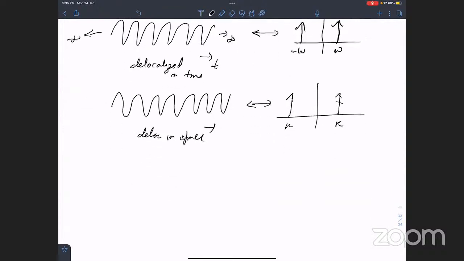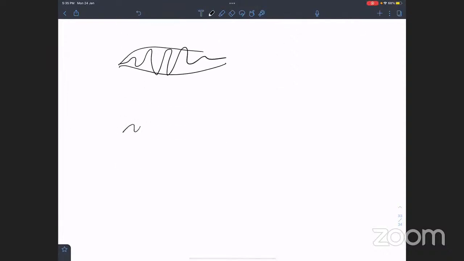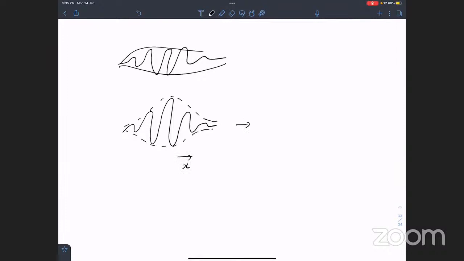So this is a delocalized wave packet. Now imagine a wave packet that is somewhat localized like this. Maybe I'll draw it correctly. I'm just drawing the envelope, right? So this one is a function of space. It doesn't have a definite k, right? If I take the Fourier transform of this, I'm going to get not a delta function, but a proper Fourier transform.